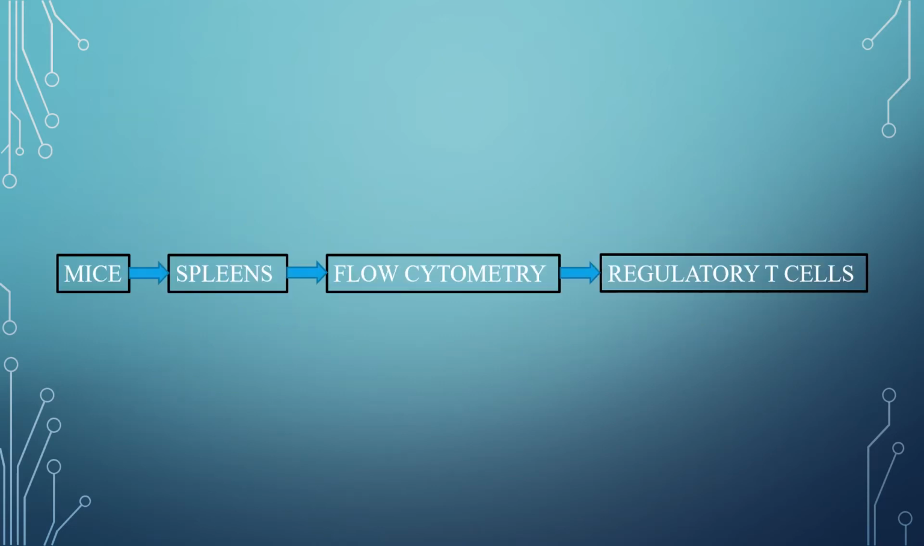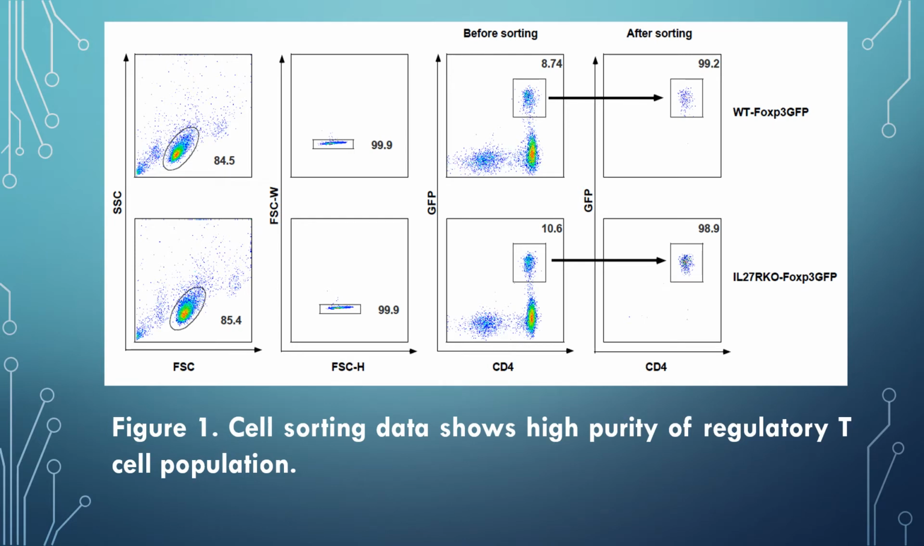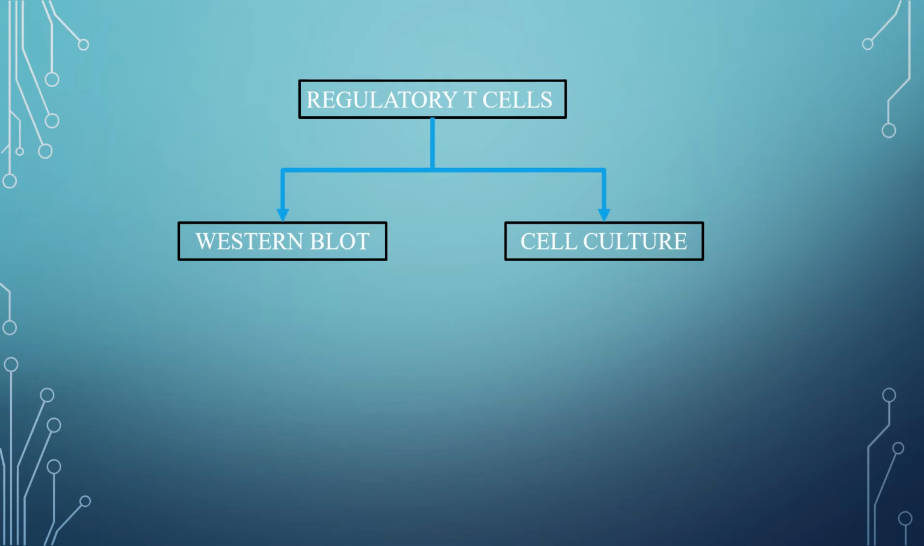To test this hypothesis, we harvested the spleens from wild-type mice, which will act as our control, and IL-27 receptor knockdown mice. Treg cells were isolated and put through flow cytometry for sorting. Figure 1 is our cell sorting data, which shows high purity of the Treg cell population, 99.2% in the wild-type sample and 98.9% in the IL-27 receptor knockdown sample. The sorted Treg cells were used for two different analyses: one is Western blot and the other is cell culture.